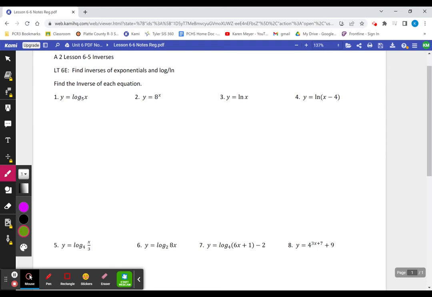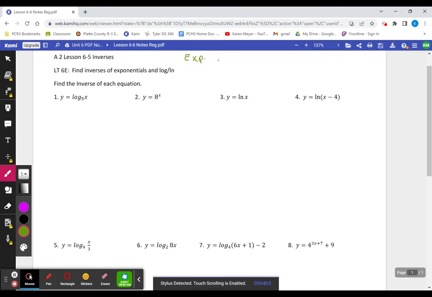All right, in this lesson, we are going to talk about inverses again. But we are going to talk about inverses of exponentials and log/ln questions.